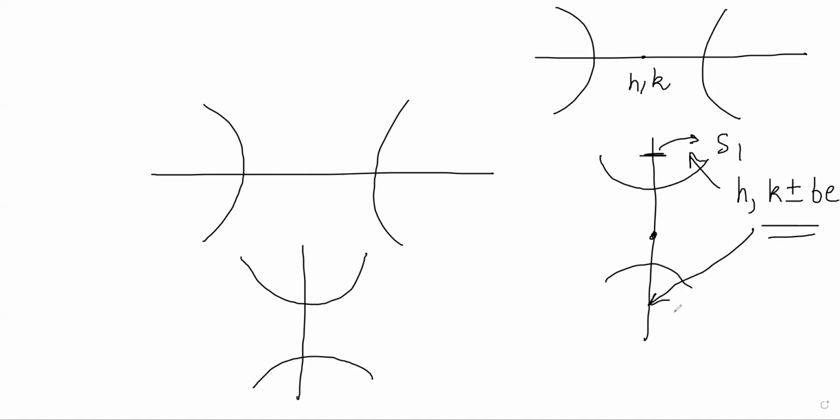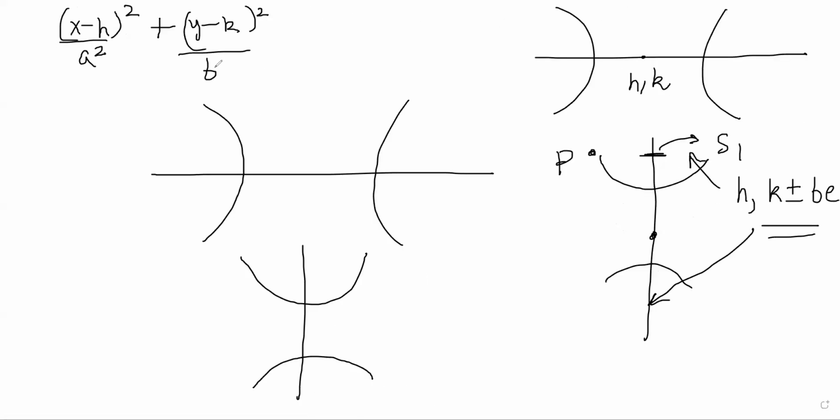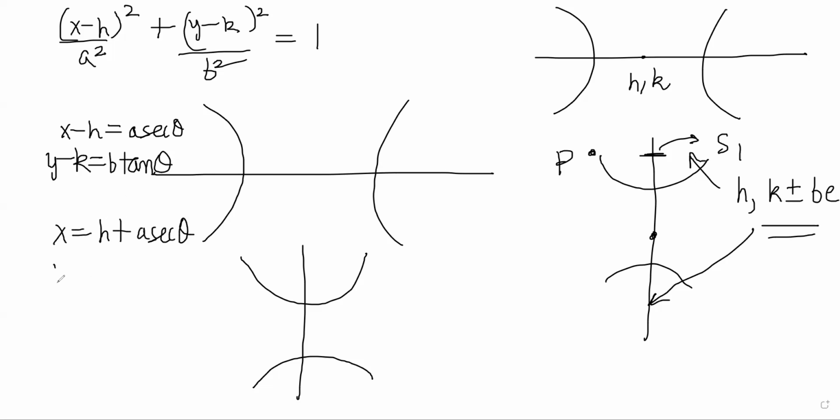And once you get S1 and S2, you just have to take a random point on this hyperbola P and take the centroid of P S1, S2, right? How did I take a random point? I took a parametric form. So if I have x minus h by a square plus y minus k whole square by b square equals 1, I have to say x minus h is a sec theta and y minus k is b tan theta. So the parametric form would be x is equal to h plus a sec theta and y is equal to b tan theta plus k.